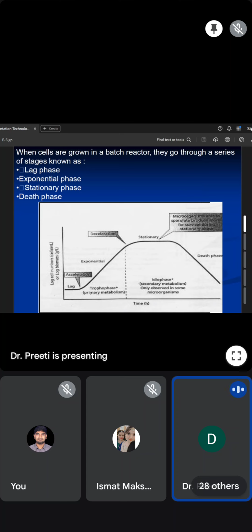তো এখন আমাদের next হচ্ছে upstream processes. Upstream process steps গুলো তো বুঝেছো, but now we need to know the different equipments that are used in upstream processing.